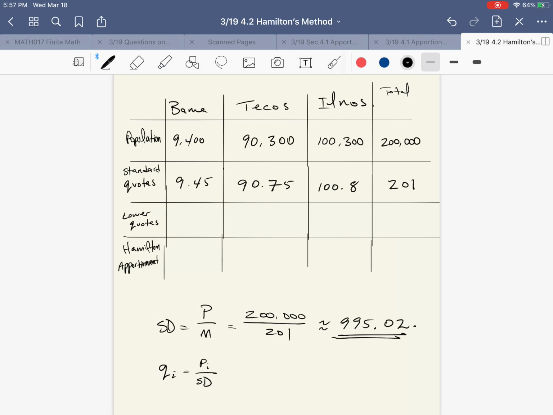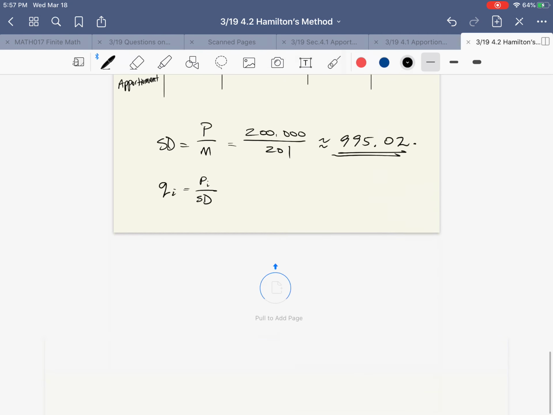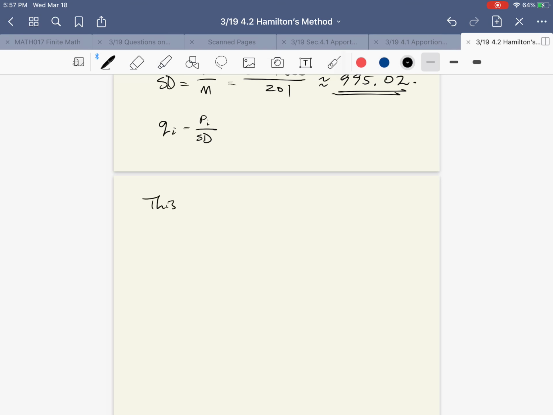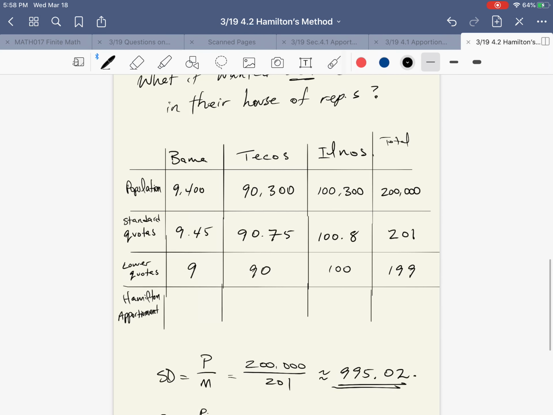Now, lower quotas. Let's round them all down, right? So 9.45 gets rounded down to 9. 90.75 gets rounded down to 90. 100.8 gets rounded down to 100. And when we add all these up, well, we're back at 199. So this time, we have 2 surplus seats, right? So who are we going to give them away to?